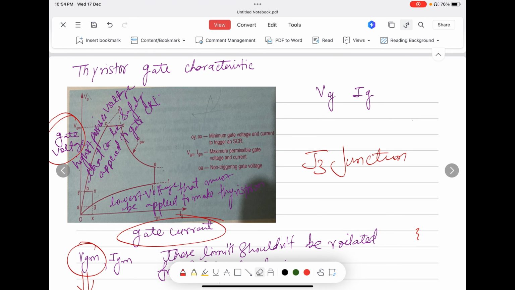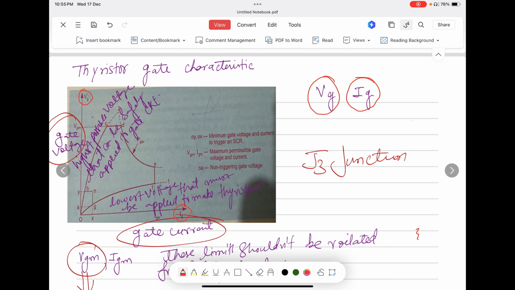Today we will discuss the Thyristor gate characteristics. As you can see in the diagram, the form of graph between gate voltage and gate current is shown. So this graph is first of all plotted between gate voltage and gate current. Students usually forget this. It is between the gate voltage and gate current. Here the positive gate to cathode voltage is Vg and positive gate to cathode current is Ig. These are the DC values.